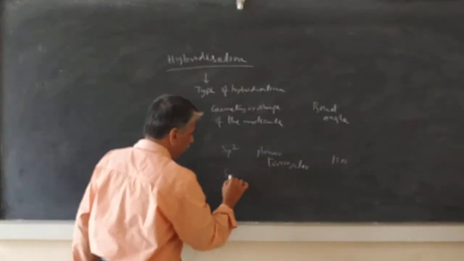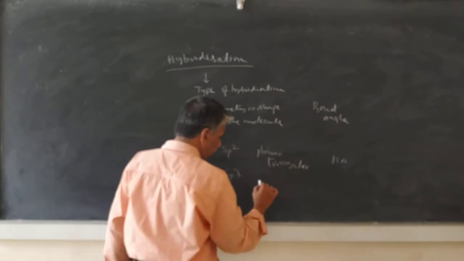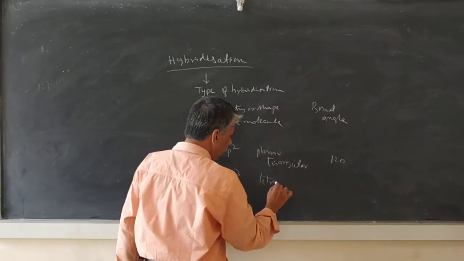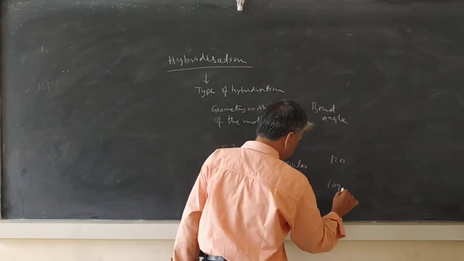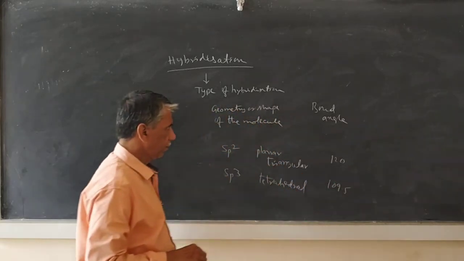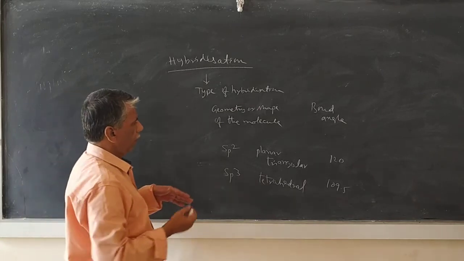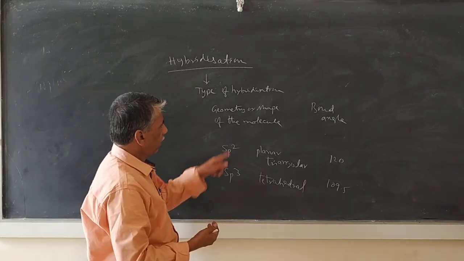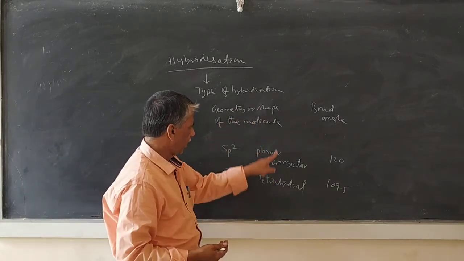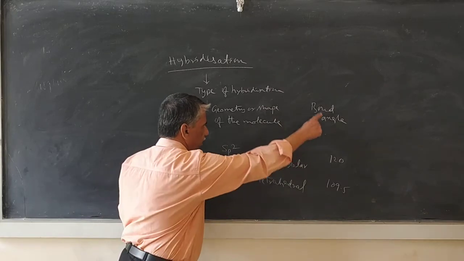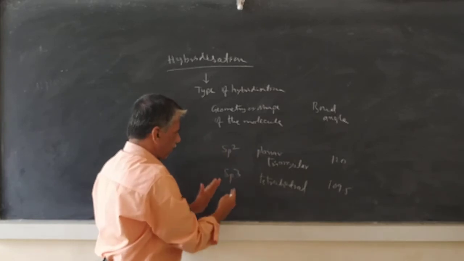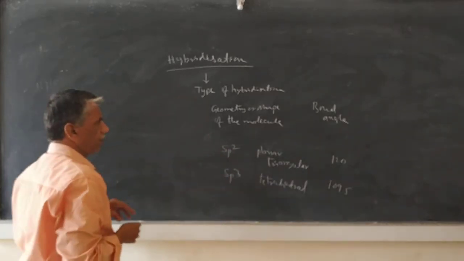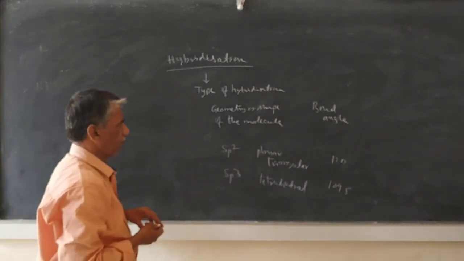Suppose the hybridization is sp3, then the geometry is tetrahedral and the bond angle is 109.5. So this is how one will come to know the geometry or shape of the molecules as well as the bond angles if you know the type of hybridizations. This I have discussed in the previous classes.